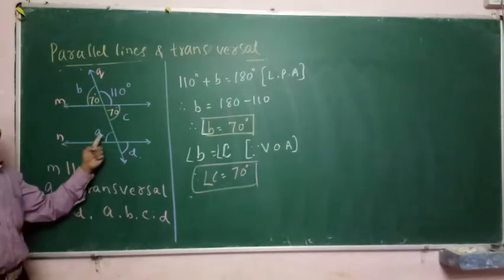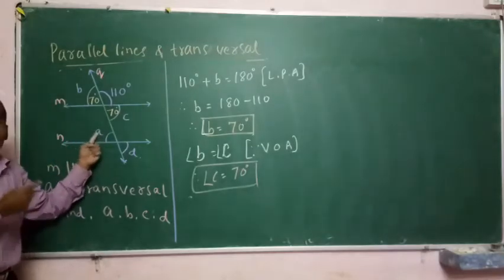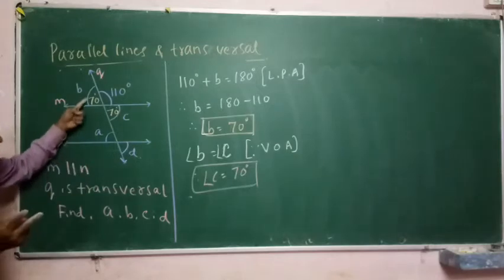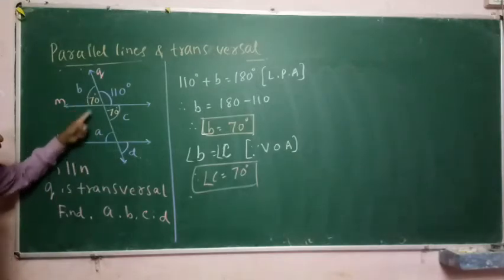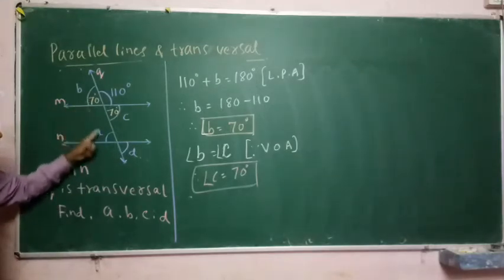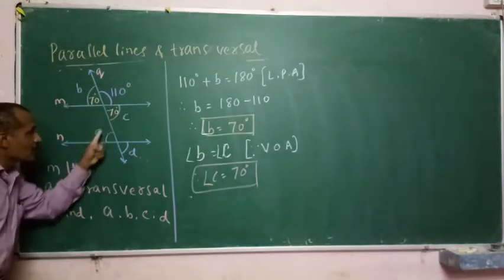Now let us go from A. You can find A in 2 different ways. See, either you can take these two, they are called corresponding angles, or you can go to these.